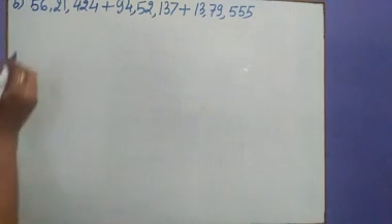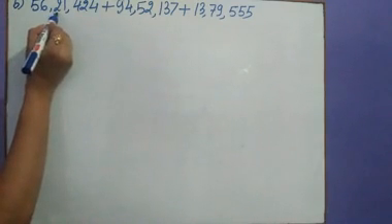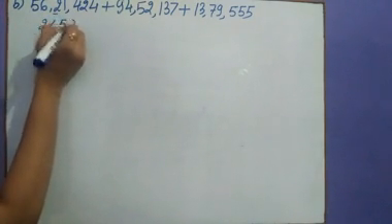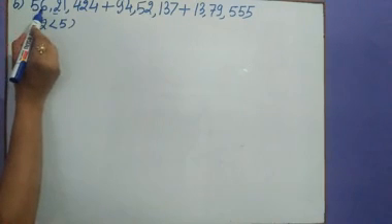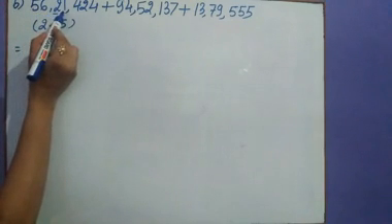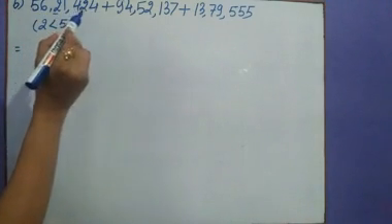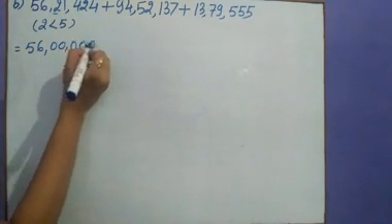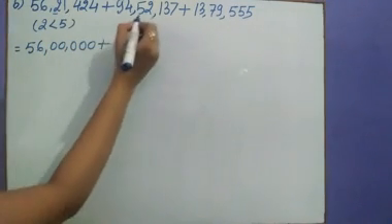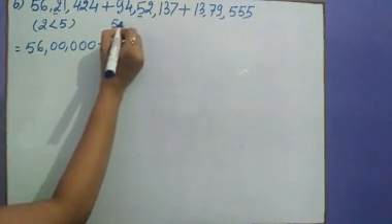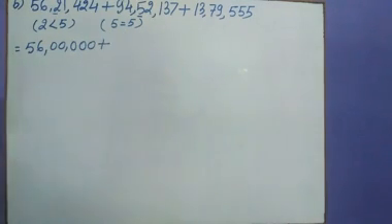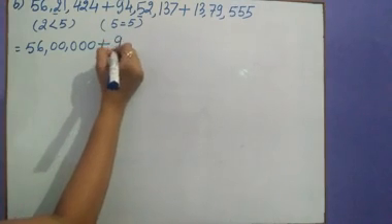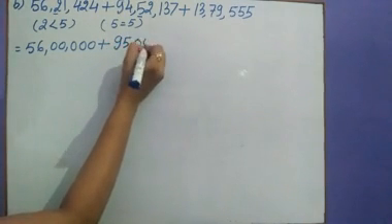Now, the digit at 10,000 place is 2, which is less than 5. So, 56 lakh 21,424 will be rounded down to 56 lakh plus, here it is equal to 5. So 94 lakh 52,137 will be rounded up to 95 lakh.